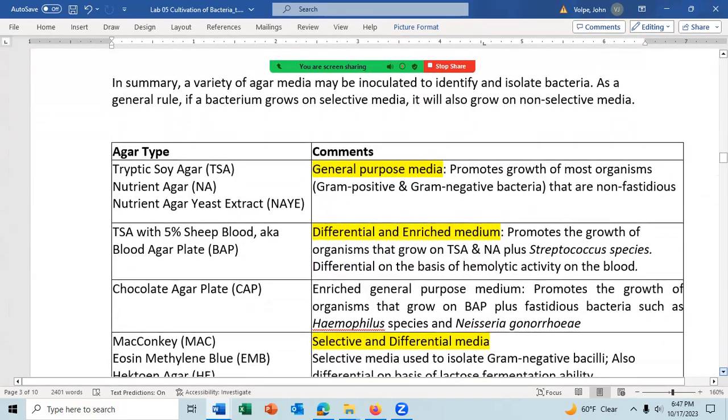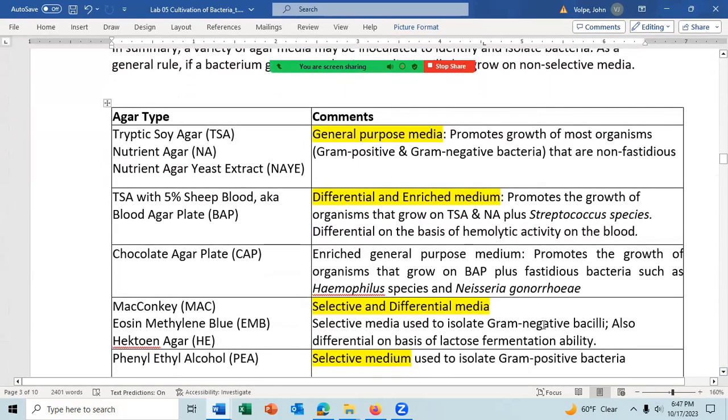This table is summarizing the different types of media, the general purpose media, promoting the growth of most organisms that are not fastidious. If they are fastidious, they will not grow on a general purpose media. And there are three: tryptic soy agar or TSA, nutrient agar or NA, or nutrient agar with yeast extract, usually abbreviated NAYE.